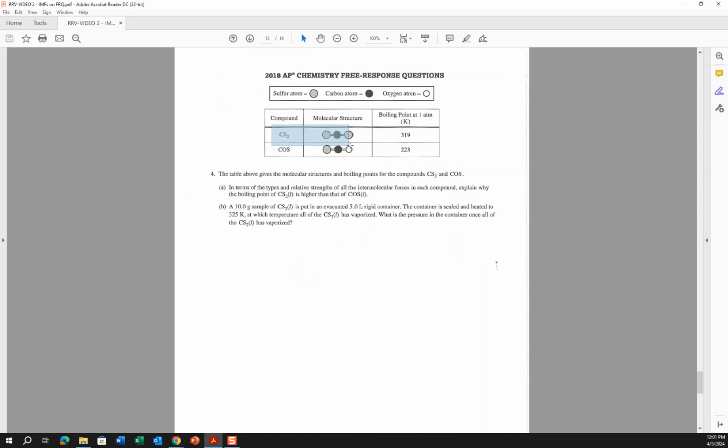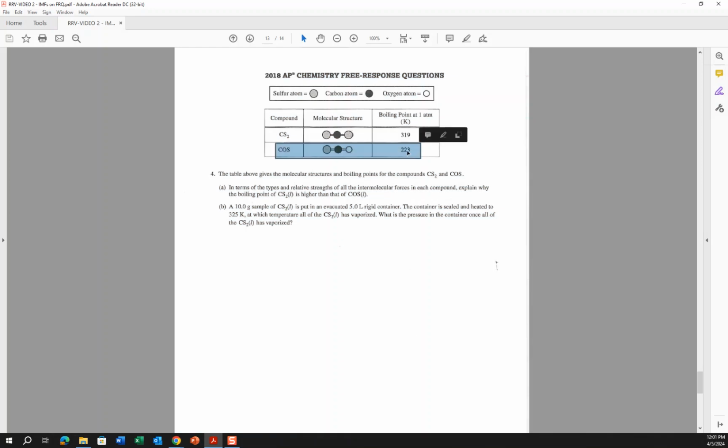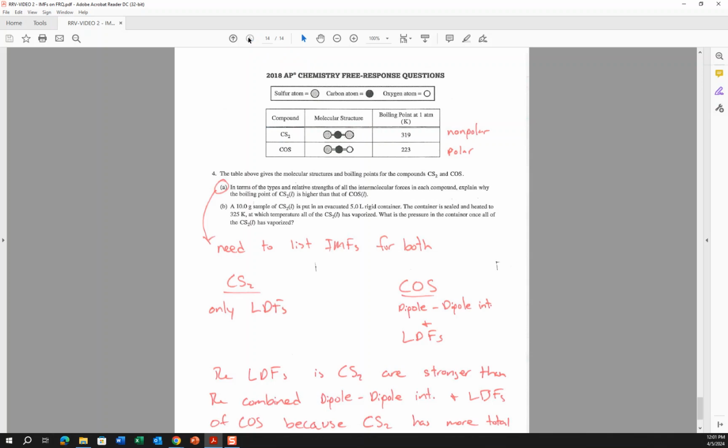If we get here, we notice that CS2 has this boiling point, but COS, which is polar, has this, and it's a lower boiling point, and CS2 is symmetrical, so it's non-polar. So how does a non-polar thing have a higher boiling point than the polar thing? Well, it just means the London dispersion in this is stronger than the dipole-dipole and London dispersion in that. Okay, so don't be afraid of saying the non-polar thing has a higher boiling point. It just means it has greater London dispersion.